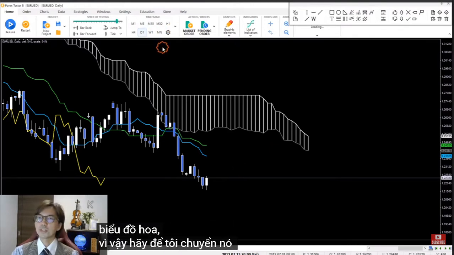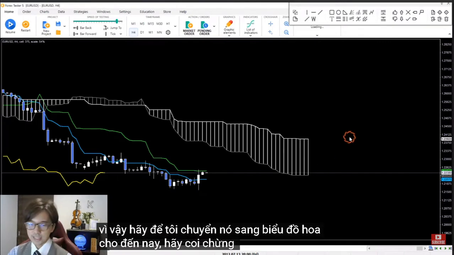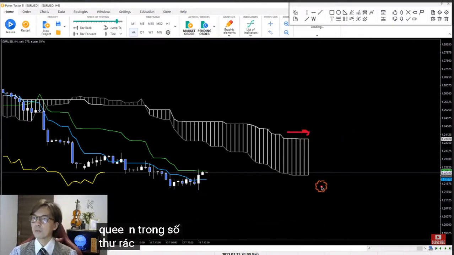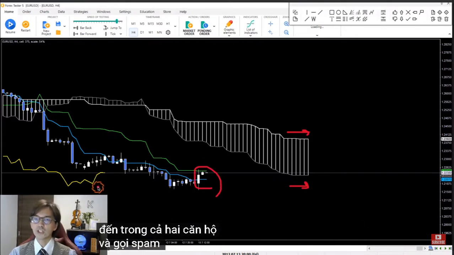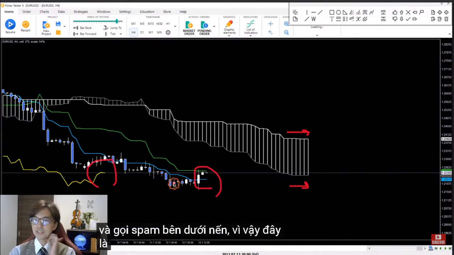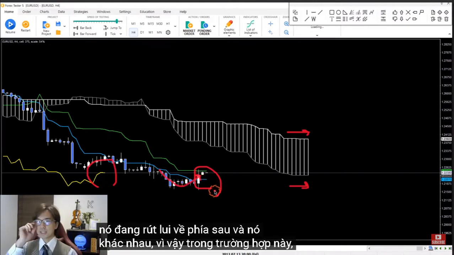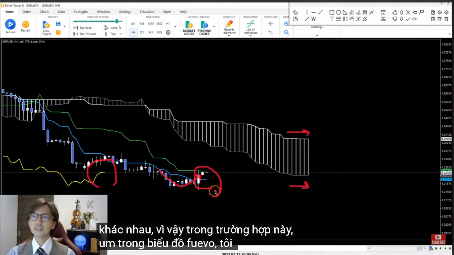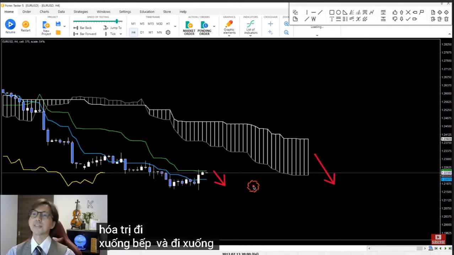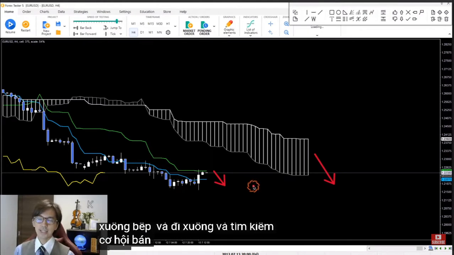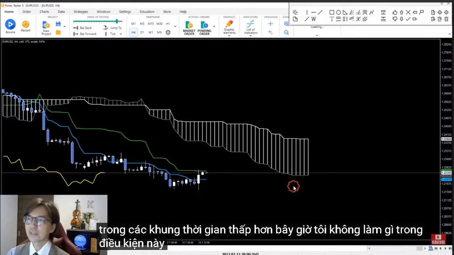So let me switch to the 4-hour chart. The 4-hour chart looks like this. The Kumo is flat, Senkou Span B flat, A flat, Kijun and Tenkan-sen both flat, and Chikou Span below the candles. So it's retracing backwards and ranging. In this case, on the 4-hour chart also, I wait for the Kumo to go down, or Kijun-sen to go down, and look for the sell chance in lower time frames. Now I do nothing in this condition.